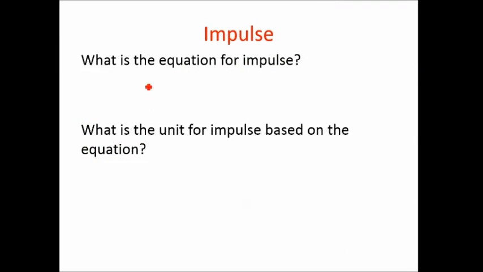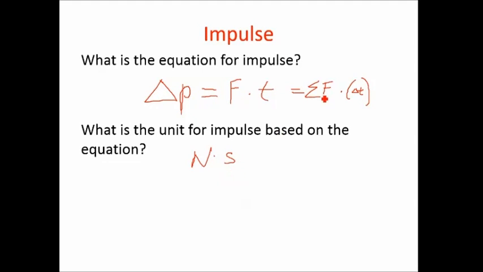Okay, the equation for impulse, right, we already said impulse is that change in momentum, and that equation is therefore the force times time. And if we wanted to be hardcore, we could say the sum of all forces times a change in time. The unit for impulse, based on that, is still going to be newton seconds, newtons times time. But if you remember from two slides ago, that's kilograms meters per second squared times a second, so it's just kilogram meters per second. That's the same units as for momentum.